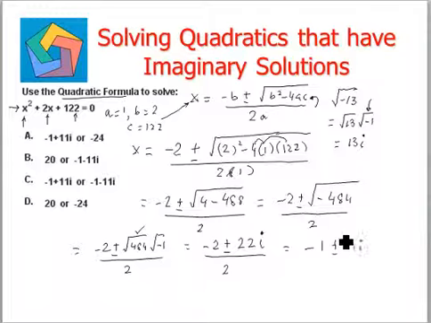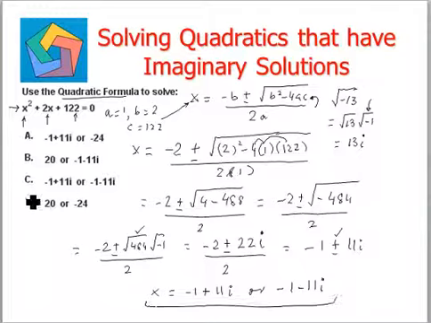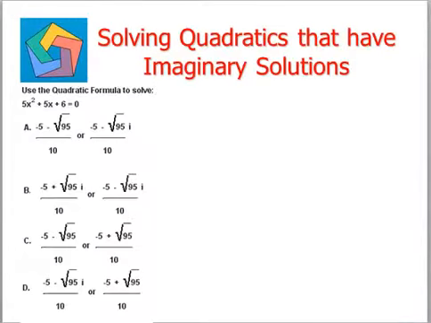Now here it is plus or minus, therefore there are two roots. x equals negative 1 plus 11i or negative 1 minus 11i. This is our final answer, which can be seen in option C. Let's move on to the next question.